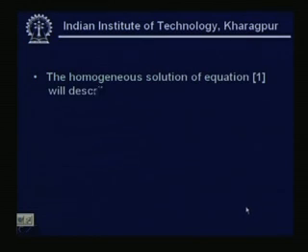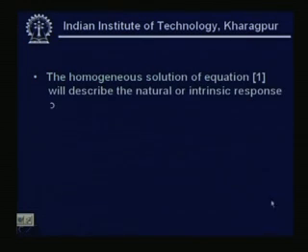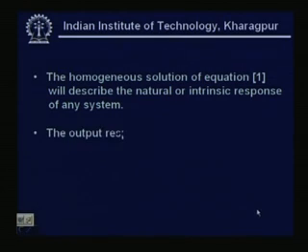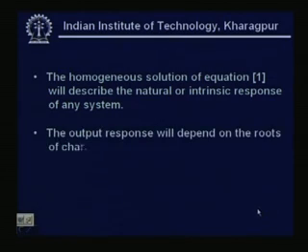The homogeneous solution of equation 1 which we have written will describe the natural and intrinsic response of any system. The output response will depend on the roots of the characteristic equation, because the response actually will give you the roots, where the roots lie on the sigma j omega plane, that will tell you the output response.